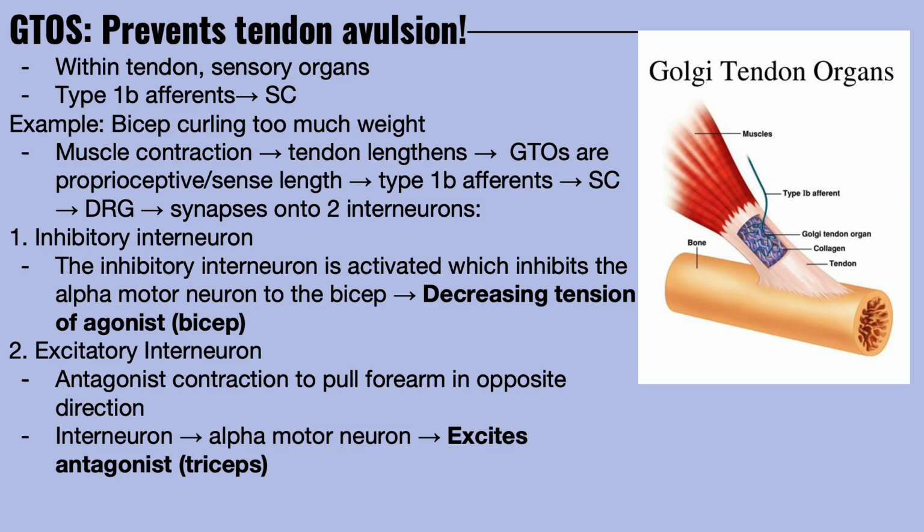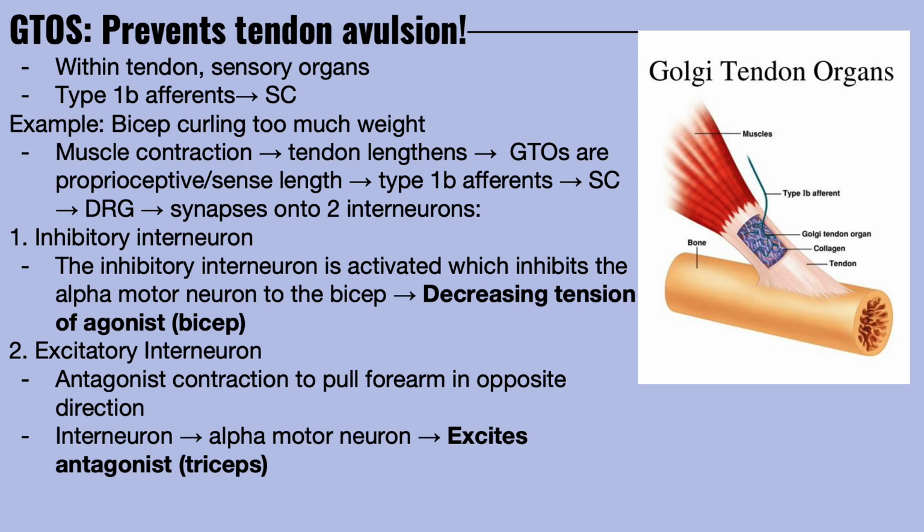All right, so we're going to move on. Golgi tendon organs prevent tendon avulsion. They are located within the tendon. They're sensory organs similar to intrafusal fibers, right? They send information back to the spinal cord via 1B afferents.